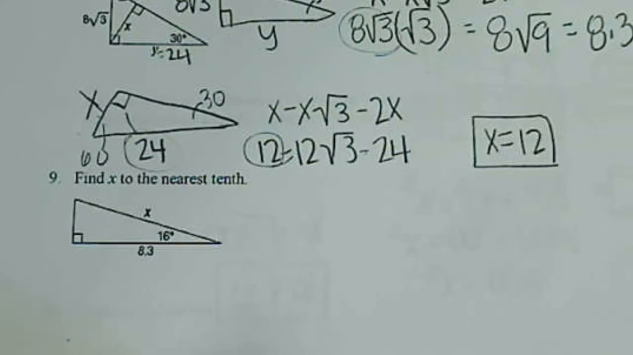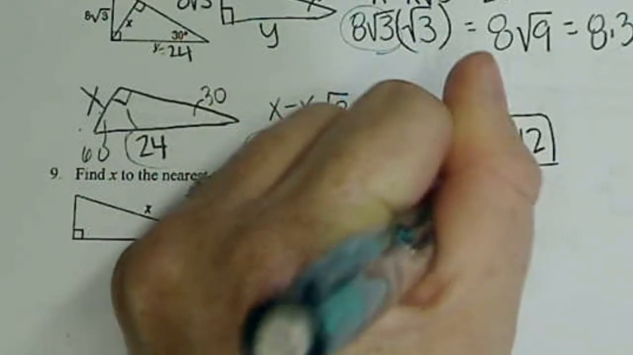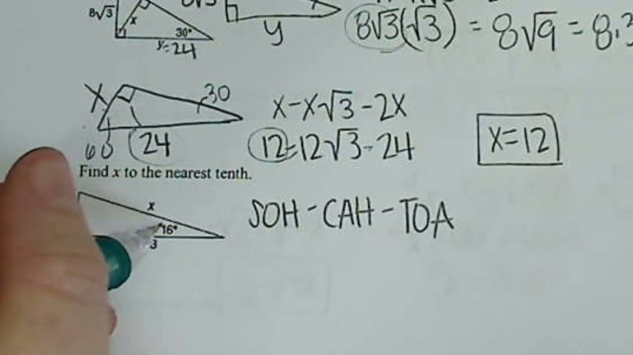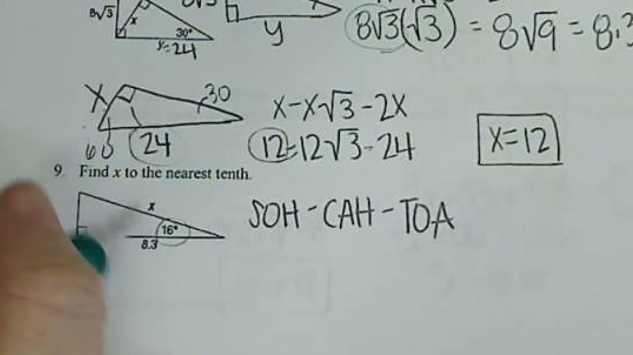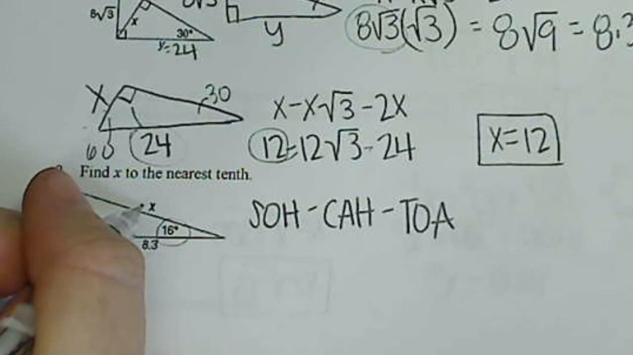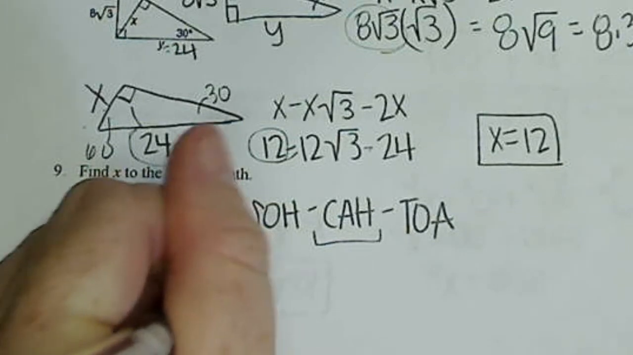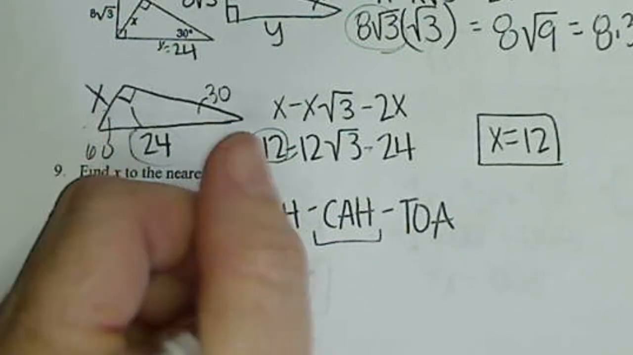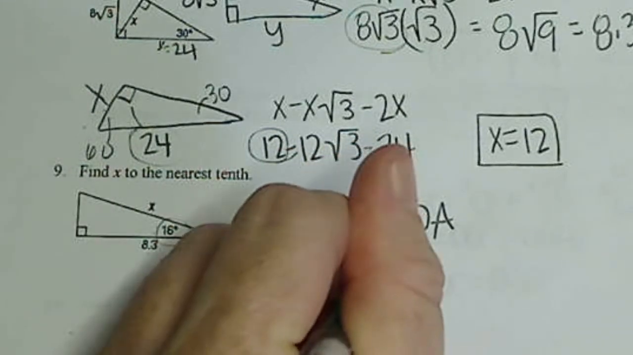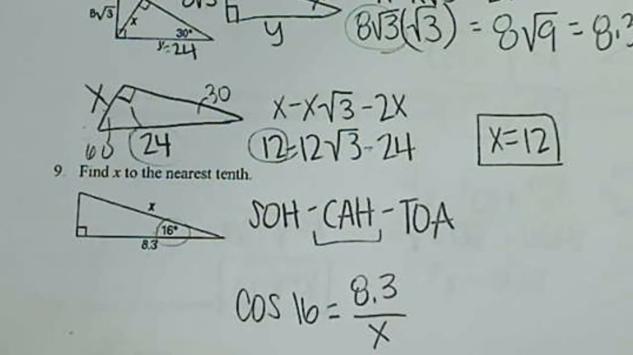Okay, number 9. For number 9, you need to remember SOHCAHTOA. Okay, I am looking at this angle right here because it's what I know. I know the adjacent, and I know the height, and I want to find the hypotenuse. So that is cosine, adjacent over hypotenuse. So the cosine of my angle equals the adjacent over the hypotenuse.